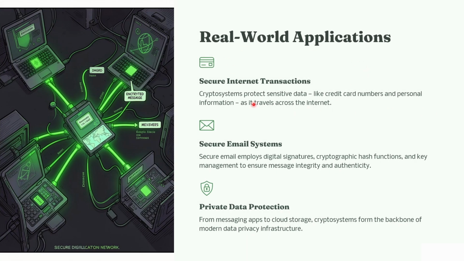The real world applications are secure internet transactions and secure email systems. Internet transactions are done in all transactions like credit card transactions, or wherever we go to purchase, and all the personal information like GPay has secure internet transactions. And in secure email systems, digital signatures, cryptographic hash functions, and key management are used, and private data protection is also given for cloud storage. So these are the real world applications where cryptography is used.